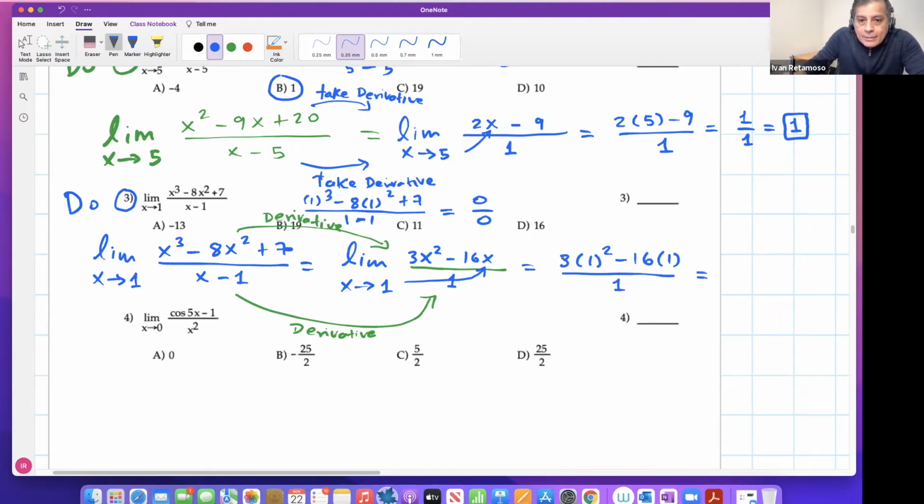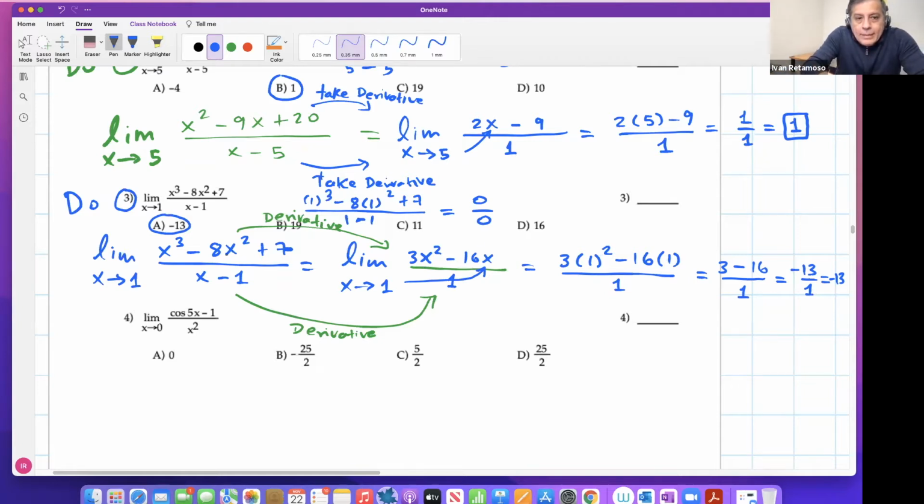I see some students added. But in reality, you have to subtract, guys. Look, you have to subtract. 1 squared is 1, times 3 is 3. 16 times 1 is 16. 3 minus 16. Be careful there. So this is going to be minus 13 over 1. Final answer, minus 13. You follow, guys? Very good.